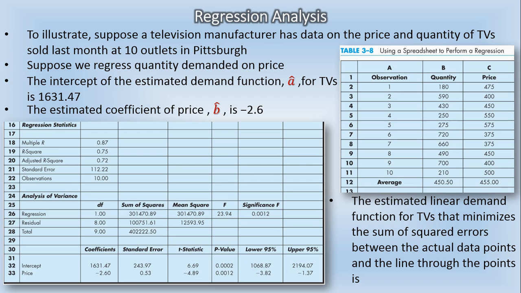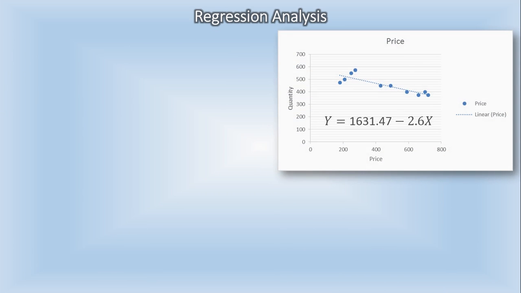All right, so the estimated linear demand function for TVs that minimizes the sum of squared errors between the actual data points and the line through the points is thus given by this equation here. So this is our regressed line here. Here is our estimated demand function. All right, so essentially here are all those points. Here is the regression line that minimizes those errors, and there is our estimated relationship.